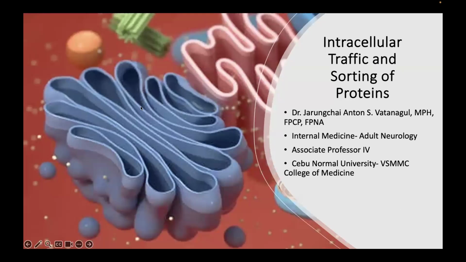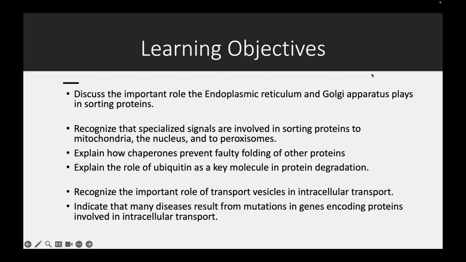Let's begin our session. These are the following learning objectives for today's session. First, we're going to reintroduce an organelle we've learned in the past, which is the endoplasmic reticulum, as well as the Golgi apparatus. What actually is the role of these two organelles in the sorting of proteins? We will also recognize special signals, which basically involve other cellular organelles like the mitochondria, the nucleus, and the peroxisomes.